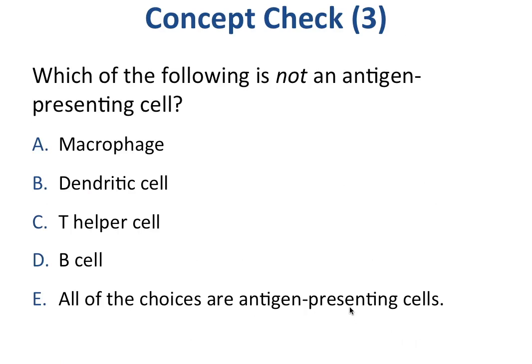Now let's work on this question. Which of the following is not an antigen presenting cell? So we can see macrophage is, right? Dendritic cells is, B cell is, so T cells, T helper cells is not, okay? So the correct answer is C.